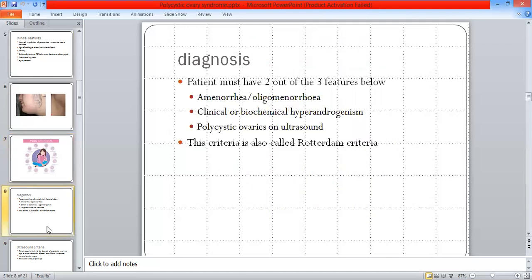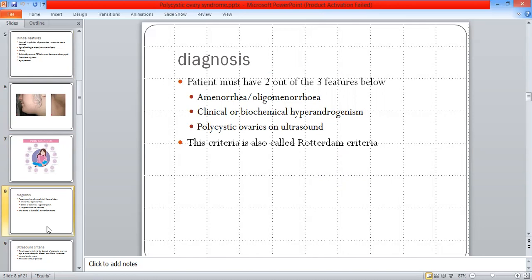Now, how will you diagnose a patient with polycystic ovary syndrome? For diagnosis, the patient must have two out of the three features listed below. Patients will present either with amenorrhea or oligomenorrhea.